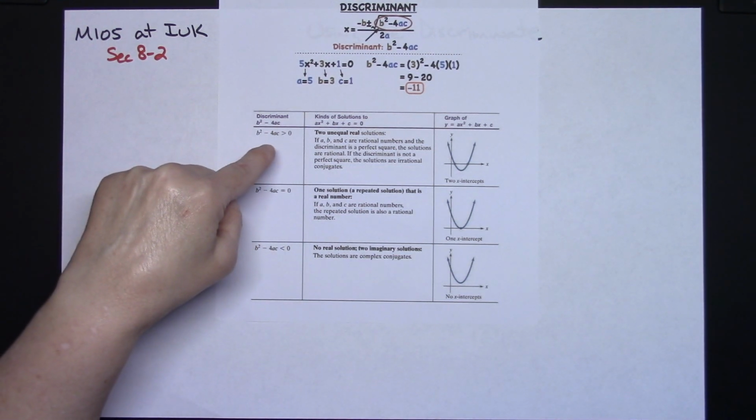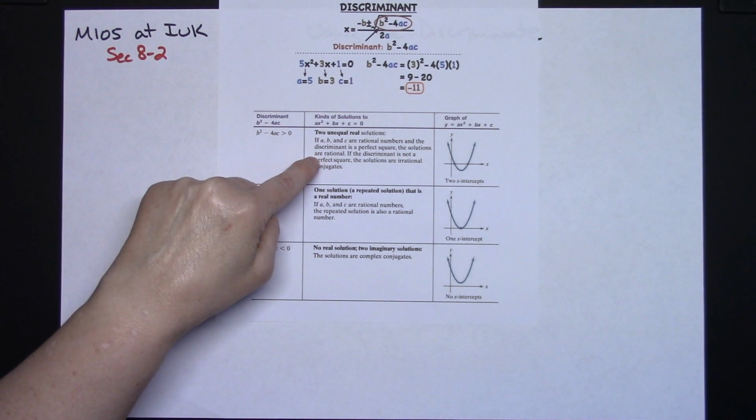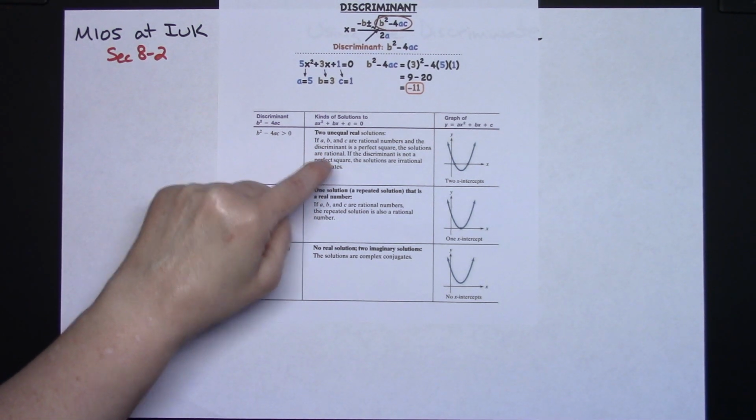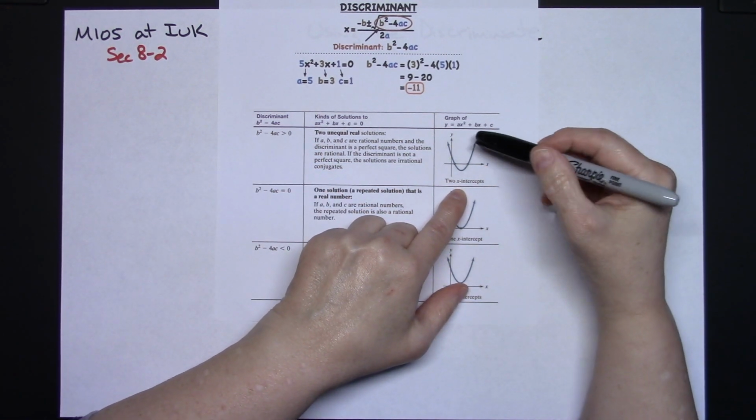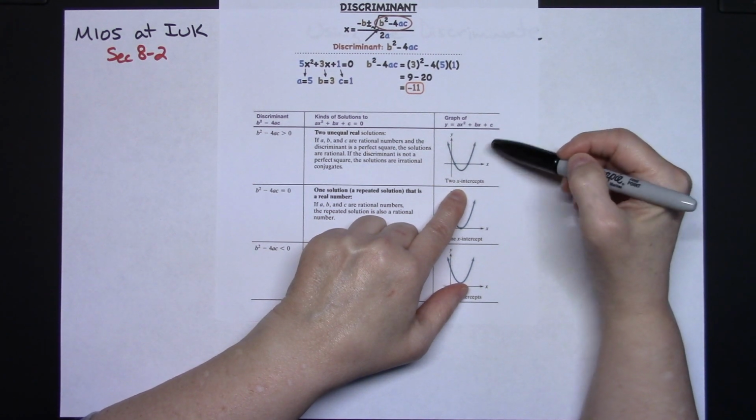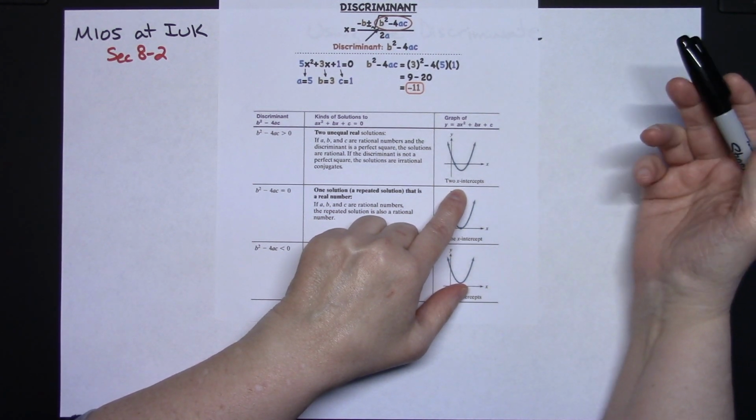If it is greater than 0, you're going to have two unequal real solutions, and this is basically what the picture is going to look like. It's going to be a little parabola there crossing the x-axis at two different locations.